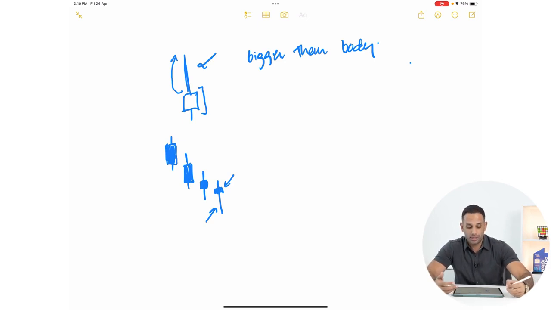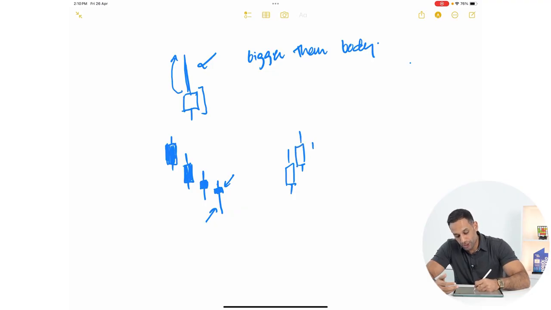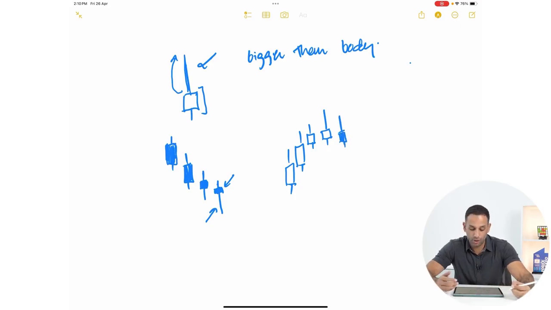You would also get this when, for example, sometimes we have price moving bullish, and then you have a big candle that moves like this, followed by a bearish candle that forms like this. This is where you have an exhaustion candle as well.